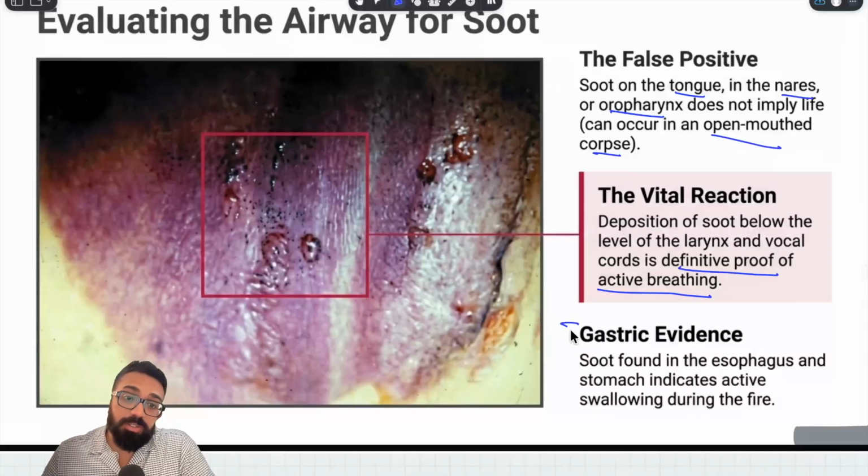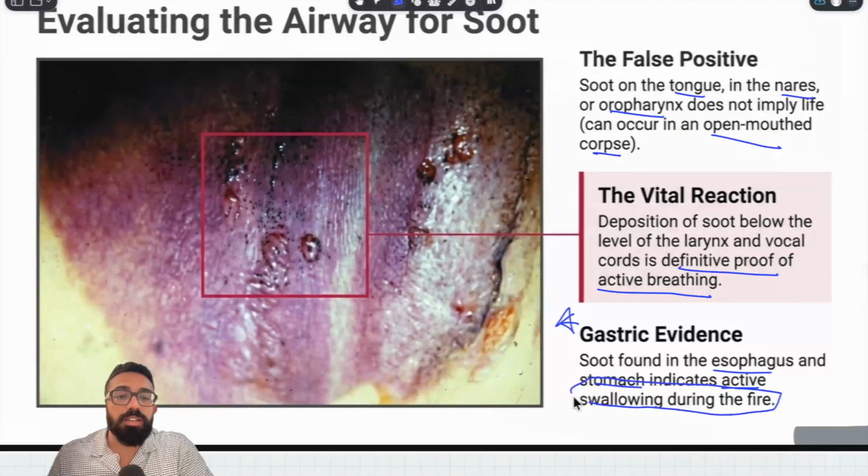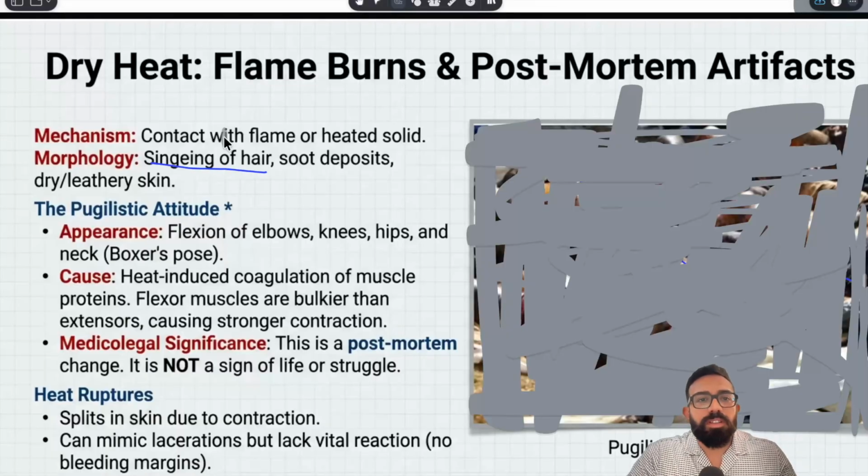Gastric evidence is also there. If soot particle is found in the esophagus and the stomach, it means that there was active swallowing during fire. Lastly, there is one forensic autopsy finding which is called as singeing of hairs. So what is singeing of hairs?